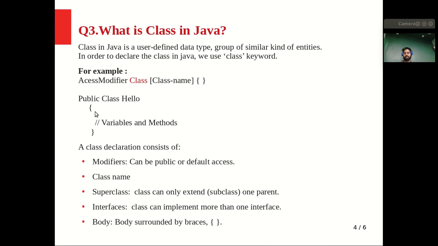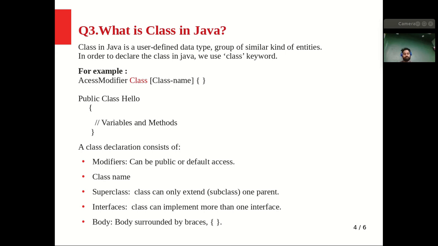The next part of the declaration is the body. So the body is surrounded by braces. Inside these curly braces, we need to provide the body of a class. So this is the declaration of a class. So what is a class? A class is a collection of objects. It is the blueprint, and it is a user defined data type of a group of similar kinds of entities. So these are the definitions of a class.